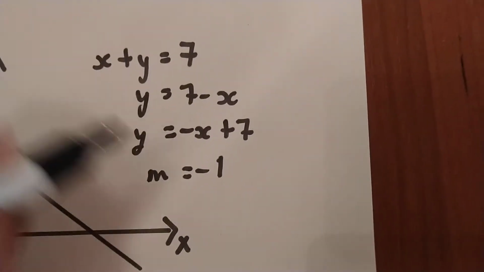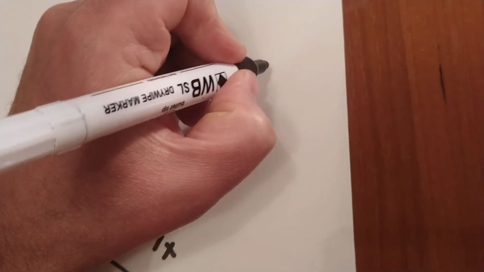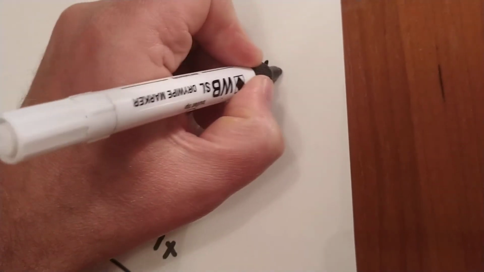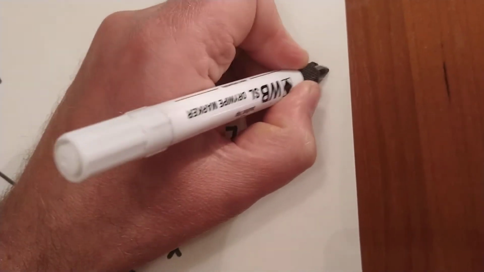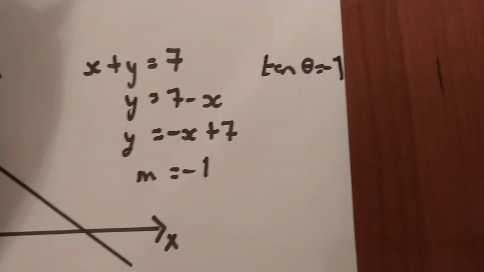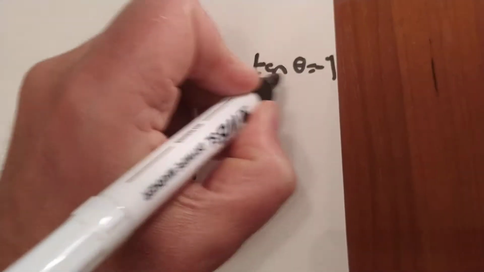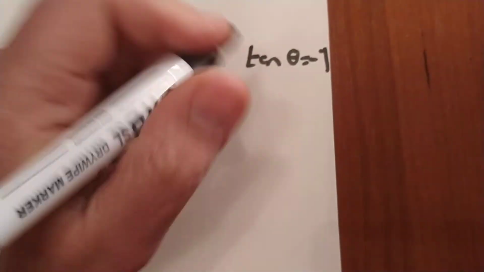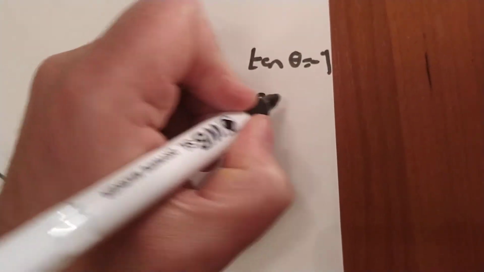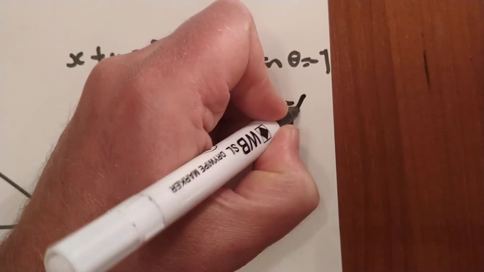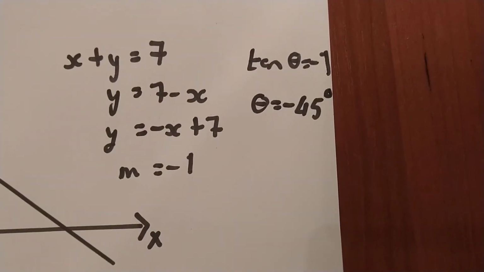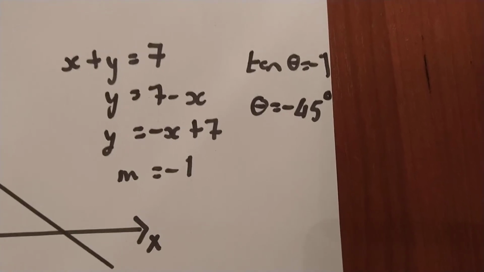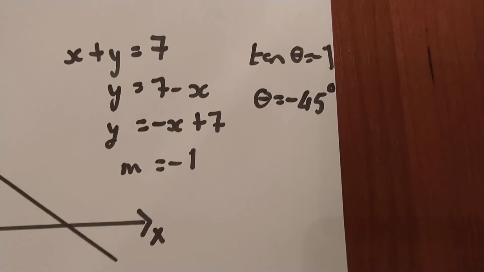So now I take my negative 1, and I say, oh, so if my gradient is negative 1, then tan theta is negative 1. And if you take your calculator and do an inverse tan of negative 1, the calculator will say that the angle we're looking for is negative 45 degrees. Now you need to know what that means in terms of the physical diagram.